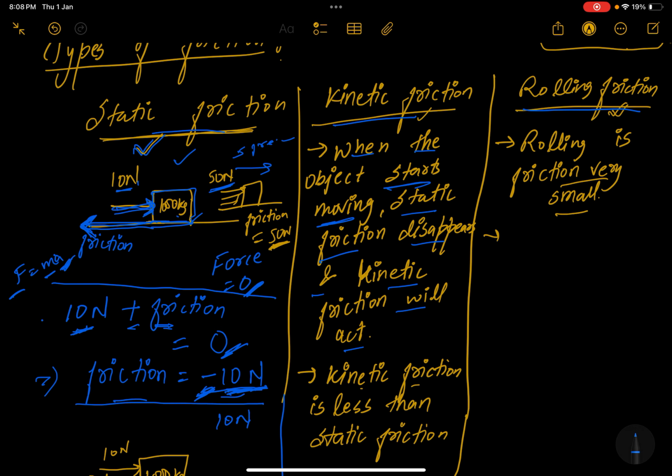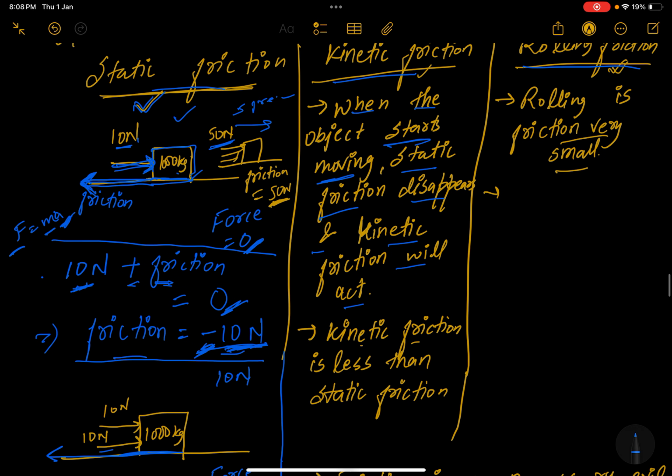There is a slight difference. So that's where this concept comes, that if the object is moving, this moving friction that we call kinetic friction is less than static friction. Kinetic friction is less than static friction. There is not much difference, but yeah, there is a reasonable difference. There is a significant difference that we can see.